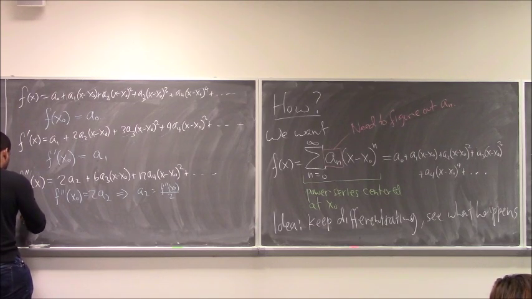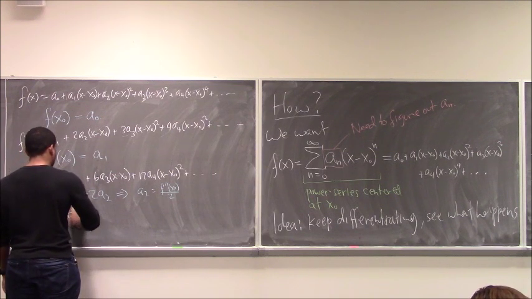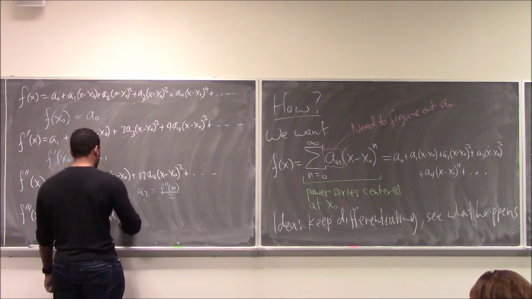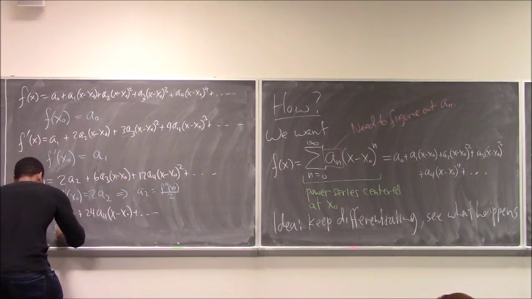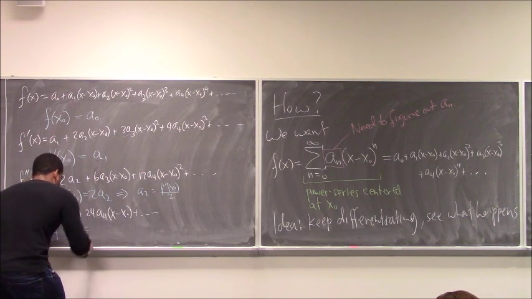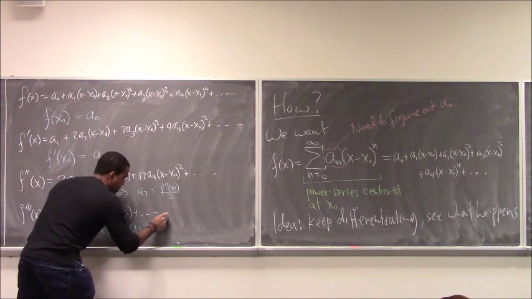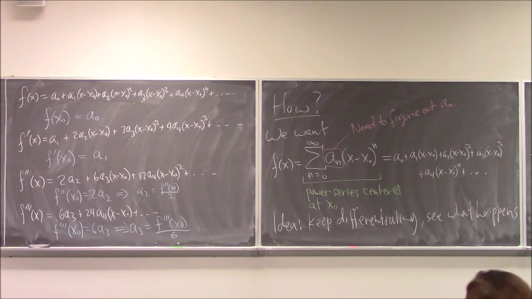Keep going. Third derivative. It's going to be 6a3 plus 24a4 (x minus x naught) plus a bunch of other stuff. I can plug in x naught and I would get 6a3, which means I can solve for a3. That's going to be f triple prime evaluated at x naught over 6. Are you guys seeing a pattern? What is the pattern?